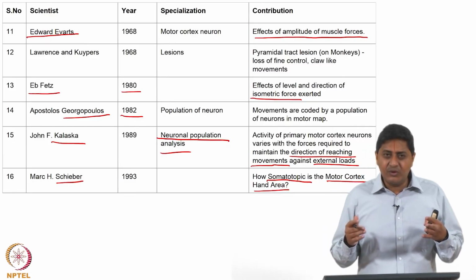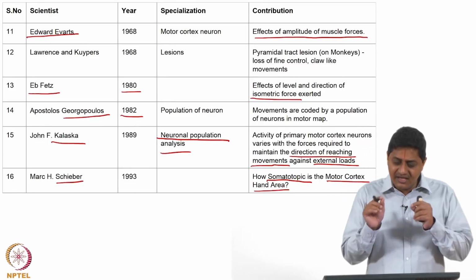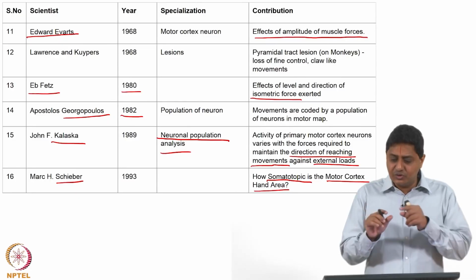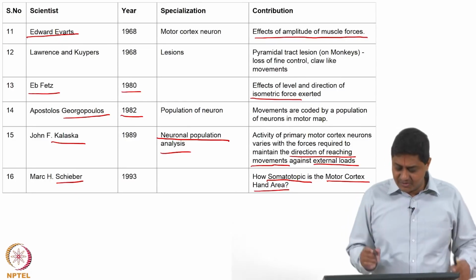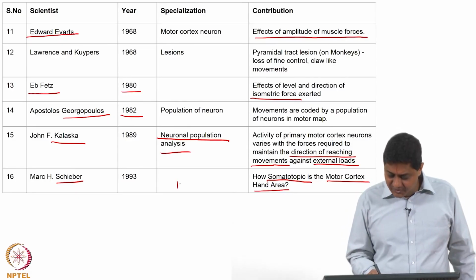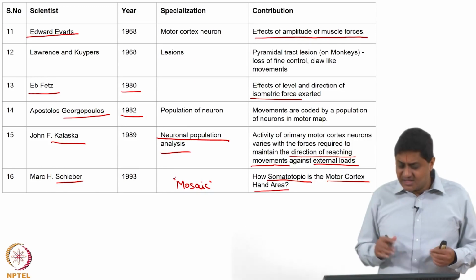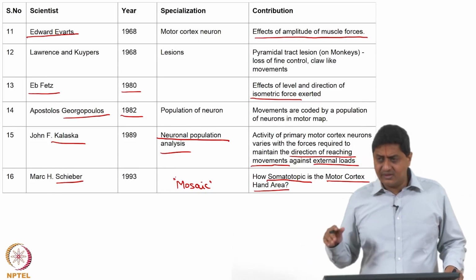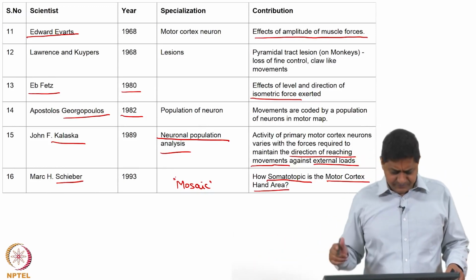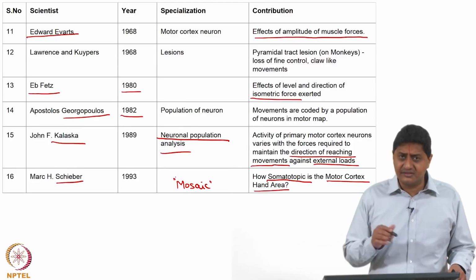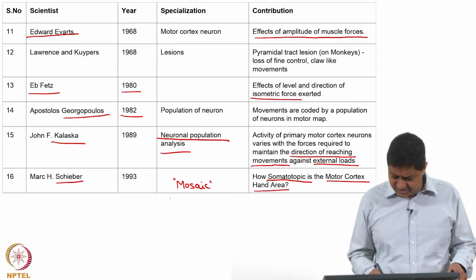So, what was found was that there was not a one-to-one relationship between a region and an effector, but rather the relationship was mosaic. There was both convergence and divergence. This theme I will continue in some of the later sections. Also I will discuss this topic of convergence and divergence.